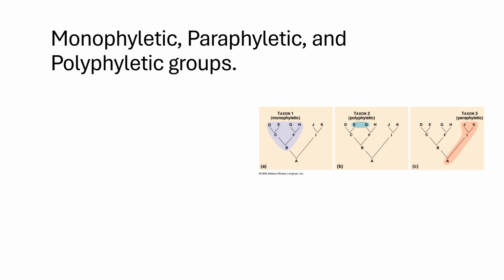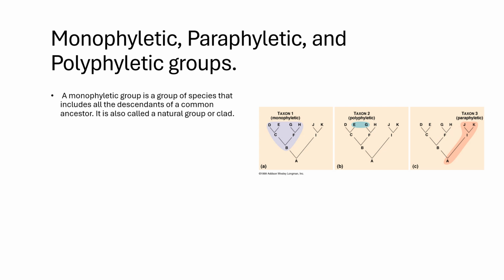We now talk about some other important terms that are used in phylogenetic studies, such as monophyletic, paraphyletic, and polyphyletic groups. Number one is, what is a monophyletic group? A monophyletic group is a group of species that includes all the descendants of a common ancestor. It is also called a natural group or clade. You must have heard the word clade, and based on the word clade, the studies are known as cladistics. This we will discuss in the next slide.